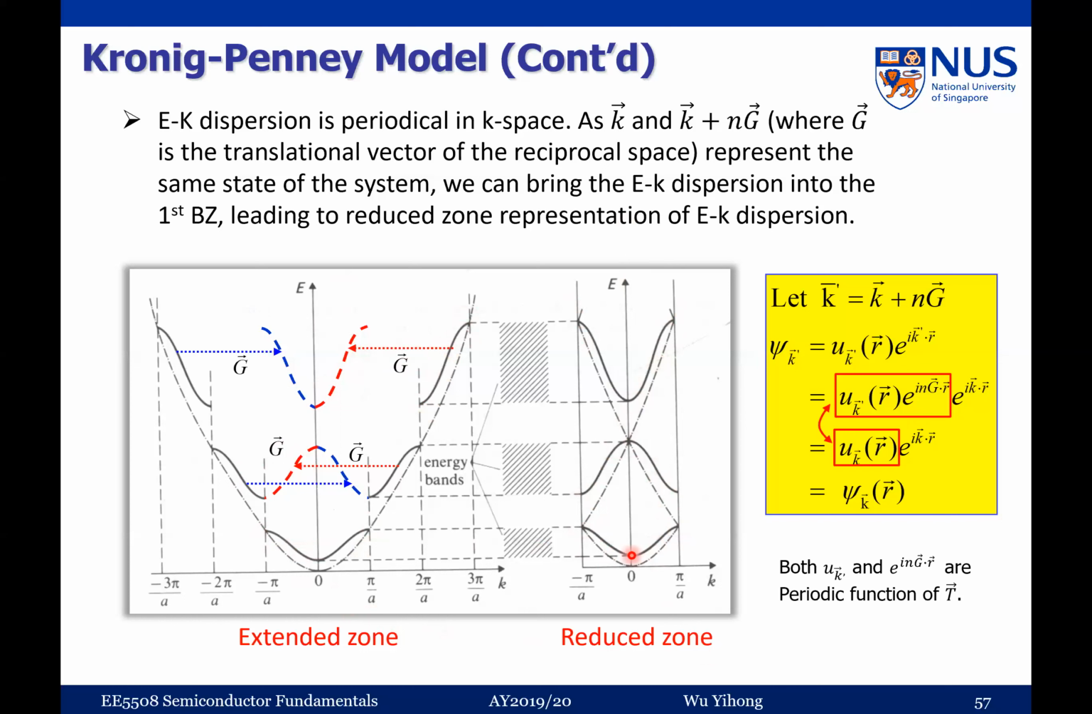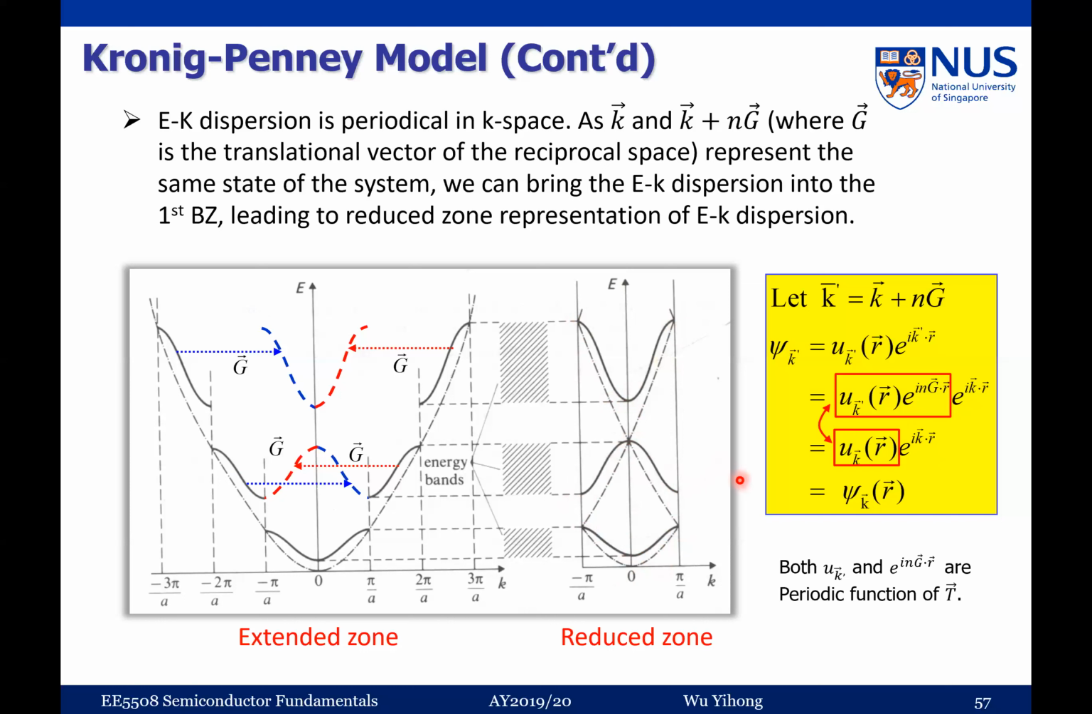And between each mini band, we have a band gap. Here you have a very large band gap at the center, and a smaller band gap at the zone boundary. And then in this one, you have a smaller band gap at the Brillouin zone center, and a large band gap at the Brillouin zone boundary, right? That basically is what you will see.